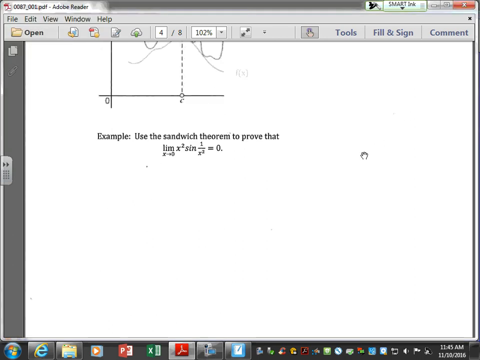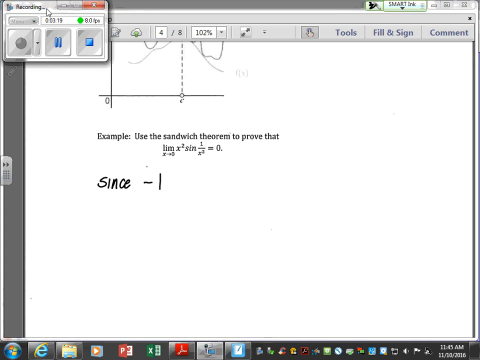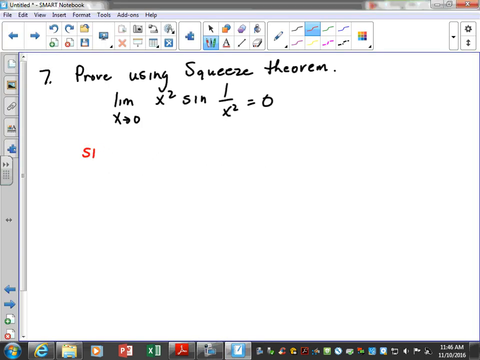Here's a particular example. We'll battle through one of these. The limit of x squared sine of 1 over x squared as x approaches 0 is 0, and it says use the sandwich theorem to prove. Now I want you to make a note that we'll say: since -1 is less than or equal to the sine of t, which is less than or equal to 1, for every real number t.